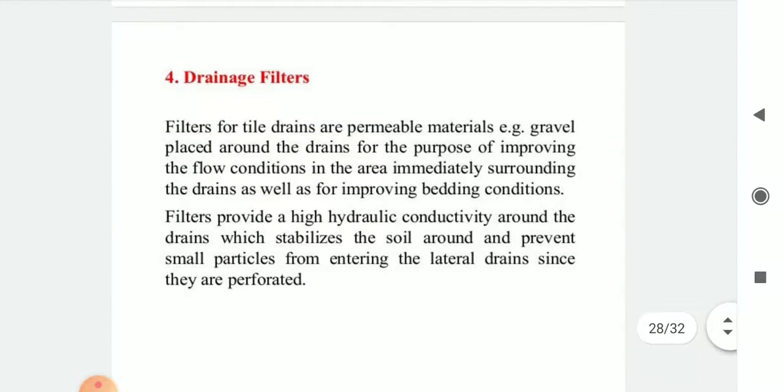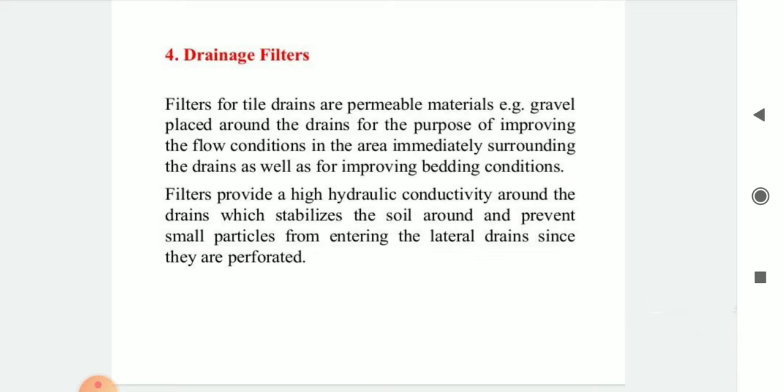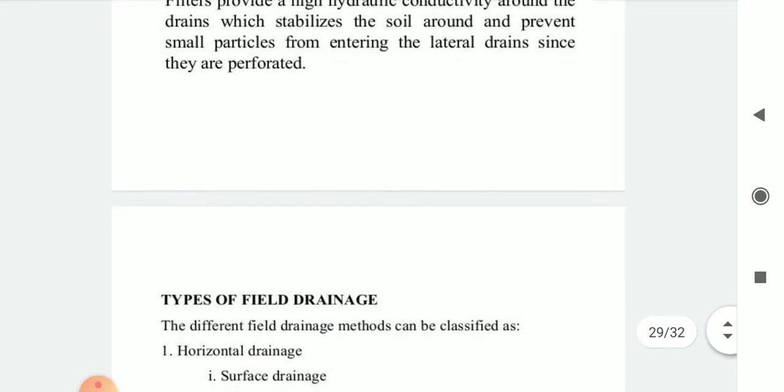Then fourth, drainage filters. Drainage filters for tile drains are permeable materials, for example gravel, placed around the drains for the purpose of improving the flow conditions in the area immediately surrounding the drains, as well as for improving bedding conditions. Filters provide a high hydraulic conductivity around the drains, which stabilizes the soil around them and prevents small particles from entering the lateral drains, since they are perforated.